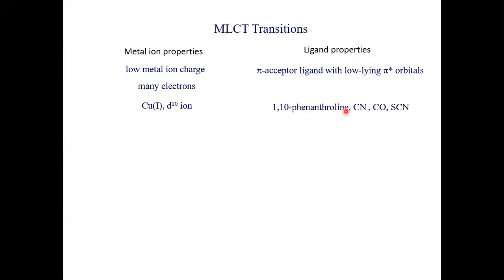That's, for instance, phenanthroline, cyanide, carbonyl, and thiocyanate ligands. They have low-lying pi star orbitals that can interact with the metal d orbitals, and that are relatively close in energy to the metal d orbitals, so that electron transitions can occur.